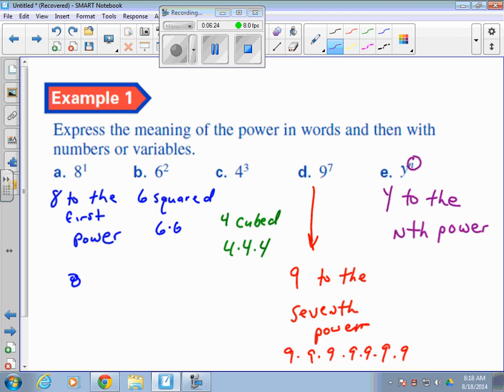We talked about variables in the last lesson. It's just a variable power that you're going to raise it to. The nth power means y times itself however many times that n says. We don't know how many it's going to be, because you can represent y times itself as many times as you want by plugging in a different number or a different value in place of n. So just read that. Most importantly, this is to get you to understand how to read that to the nth power.